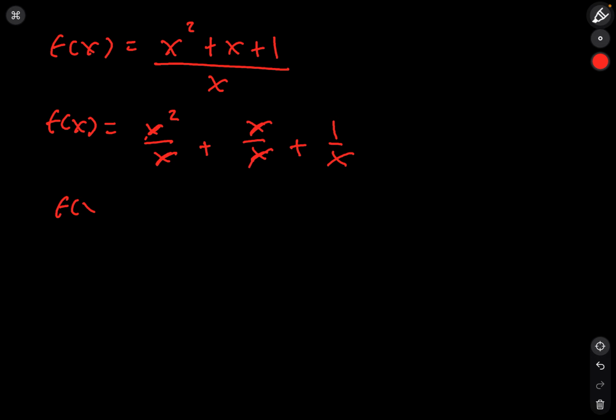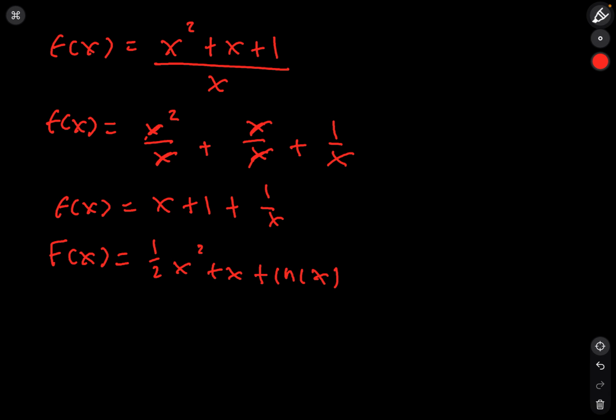So then our f of x is equal to x plus 1 plus 1 over x. And from here, we can individually find every antiderivative. So we have big F is equal to 1/2 x squared plus x plus natural log of the absolute value of x.